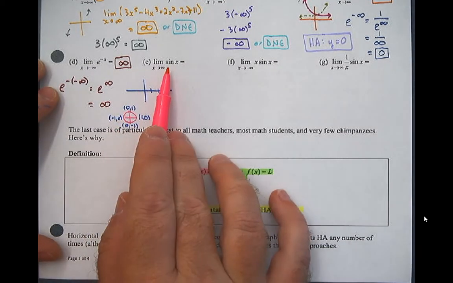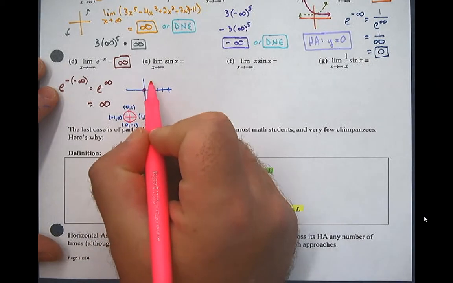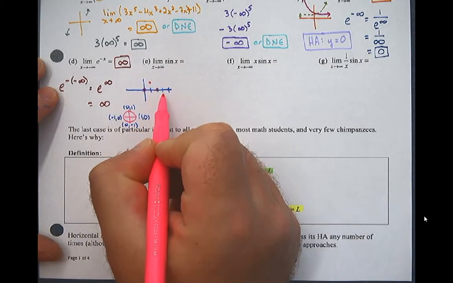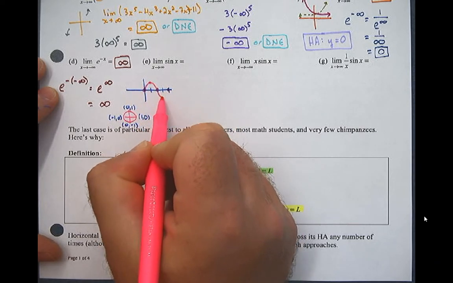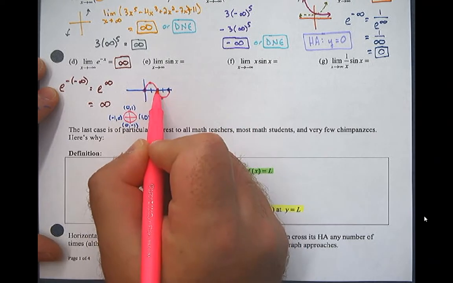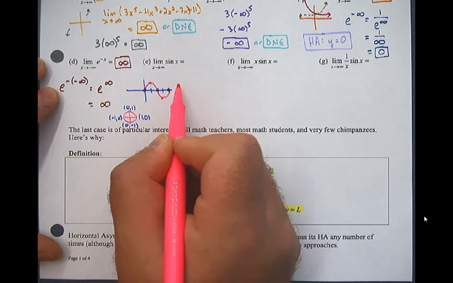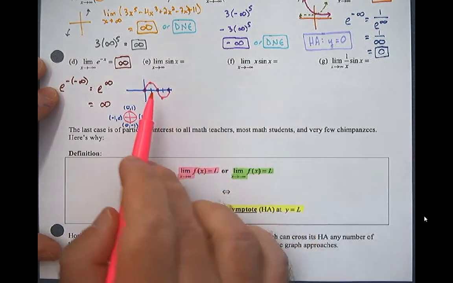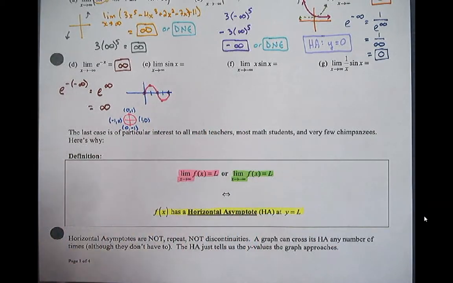So we're doing the sine graph. Sine is the y value. So my y value starts at 0, goes up to 1, goes down to 0, goes down to negative 1, goes up to 0, goes up to 1, goes down to 0. So as we go off to infinity, what happens to my graph?